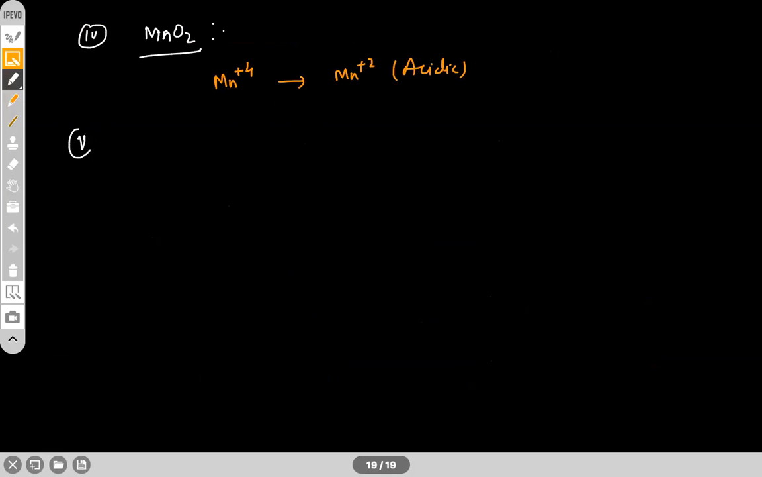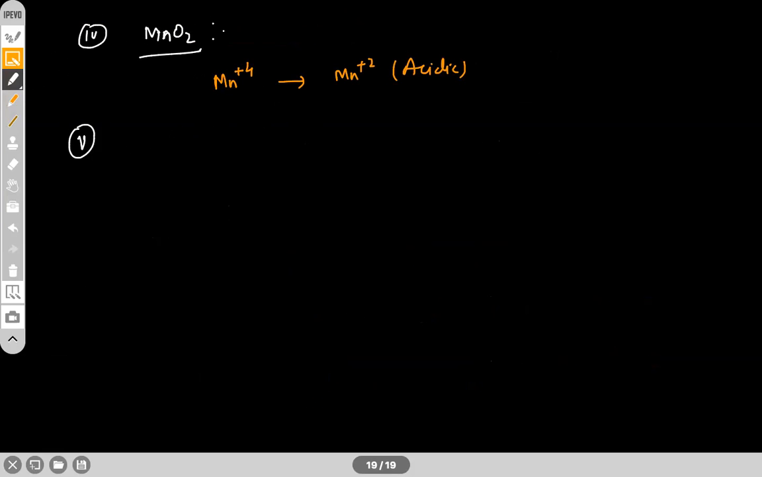Another one, MnO2. For MnO2, we have acidic medium reaction only. It converts from +4 into Mn+2 in acidic medium. I'm giving you the important ones, which generally they ask in the exam.